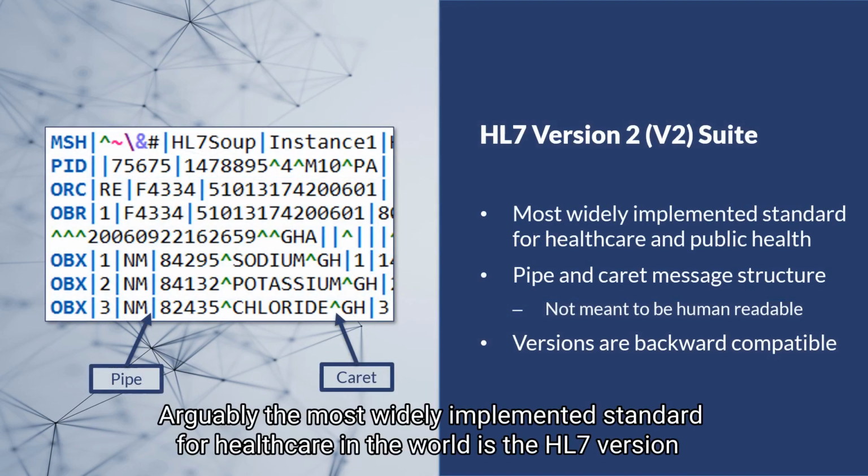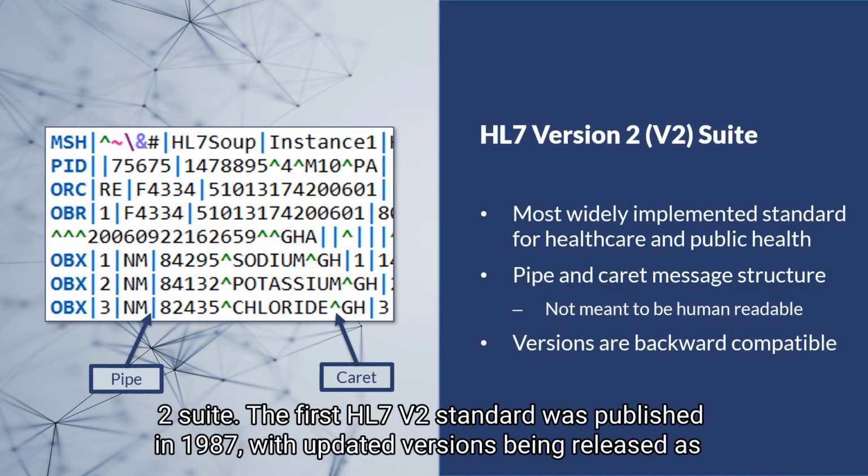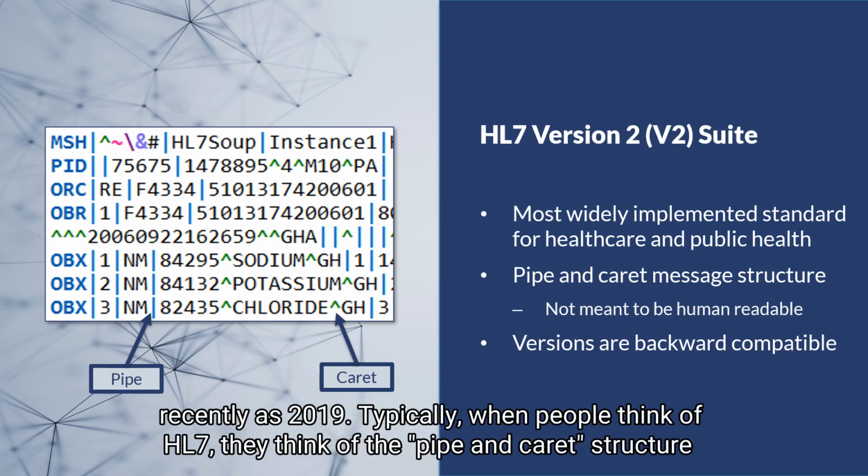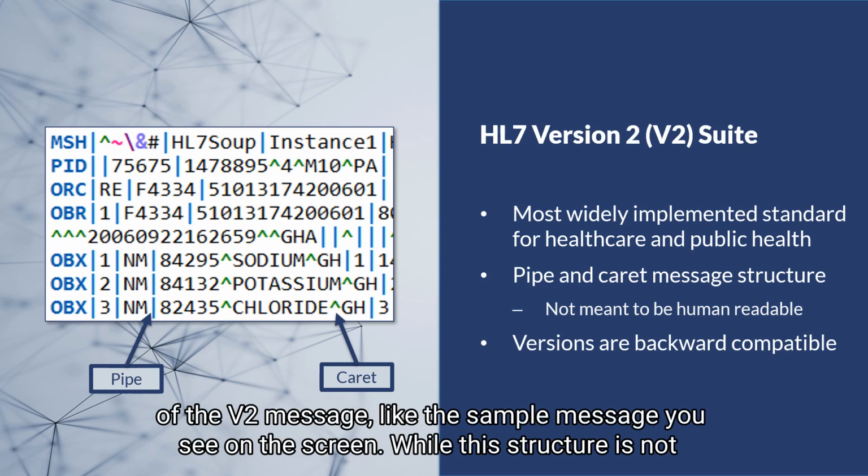Arguably the most widely implemented standard for healthcare in the world is the HL7 version 2 suite. The first HL7 v2 standard was published in 1987, with updated versions being released as recently as 2019. Typically, when people think of HL7, they think of the pipe and carrot structure of the v2 message, like the sample message you see on the screen.